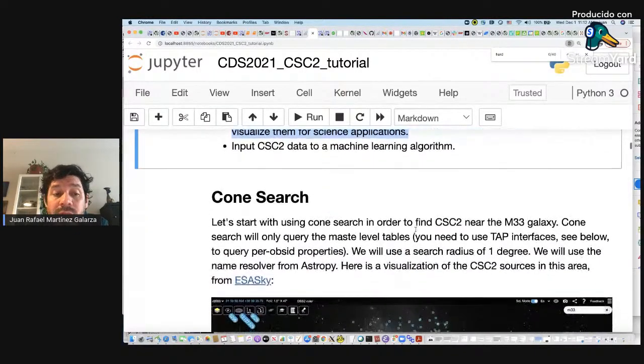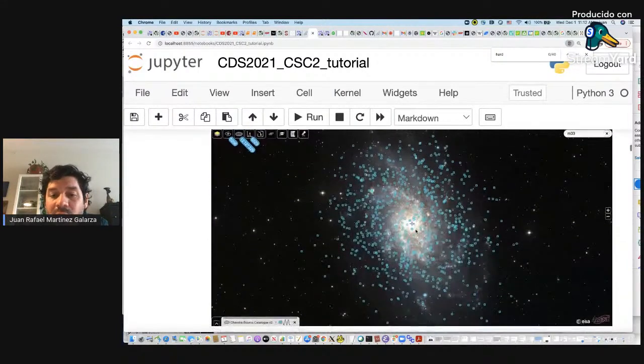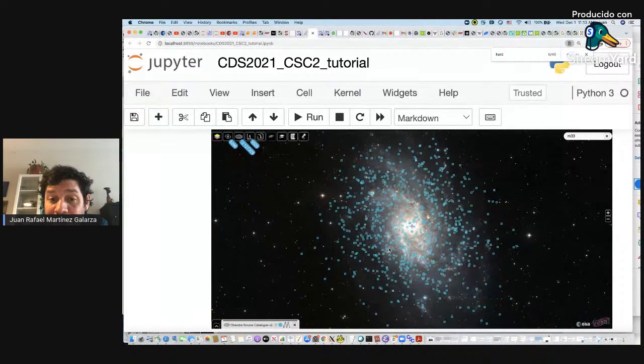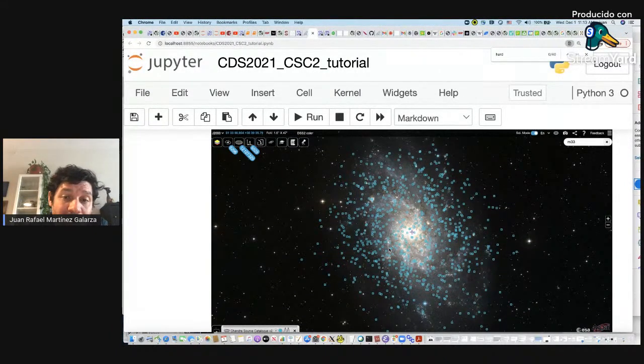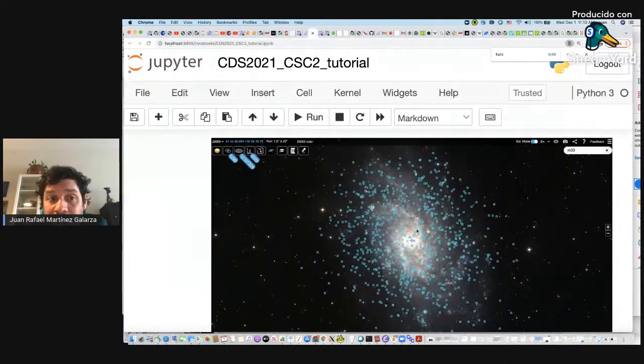Okay, so let's start with the basics. Let's start with doing a cone search. So suppose you want to get all the X-ray sources that live in the galaxy M33. M33 is a beautiful spiral galaxy with a lot of star formation going on. And of course, because there's a lot of star formation going on, you expect to have a bunch of X-ray sources there, because, as I said, star-forming regions are a common location in which you would find X-ray sources, either because they are young stars or because they are X-ray binaries. So in fact, this is a visualization in ESA Sky.